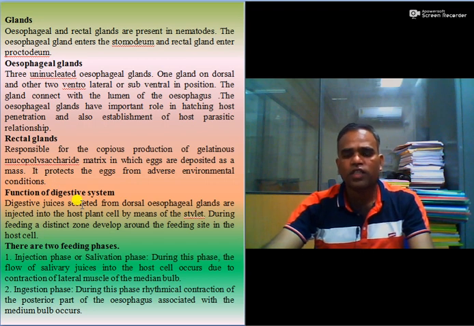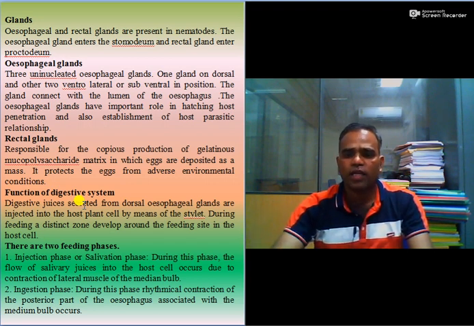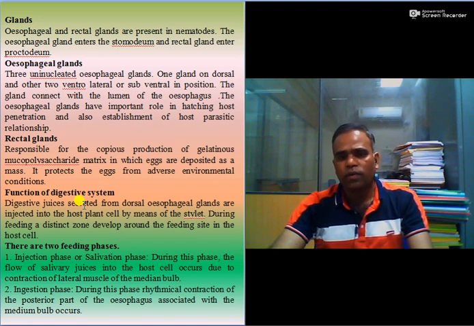During feeding, a distinct zone develops. While feeding, the nematode punctures at that point, and at that point there is the presence of a zone. There is a circular zone around the feeding site. So there are 2 types of feeding phases.